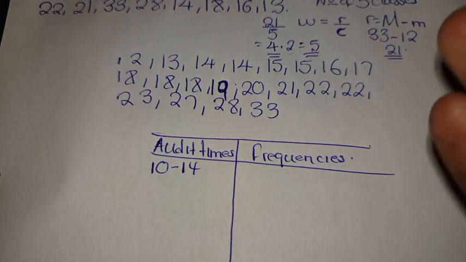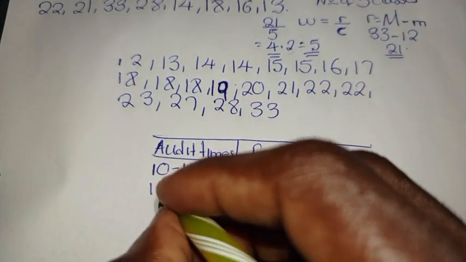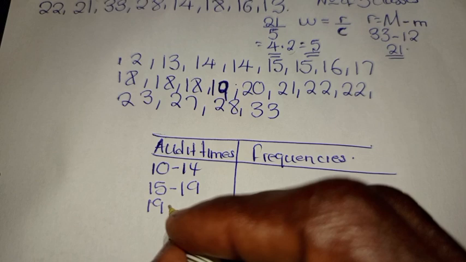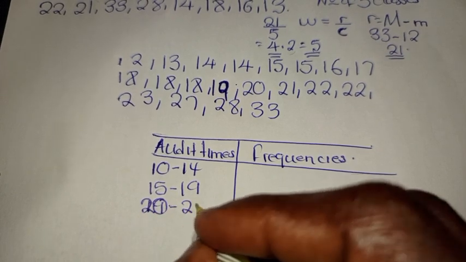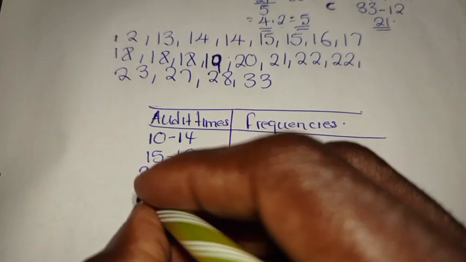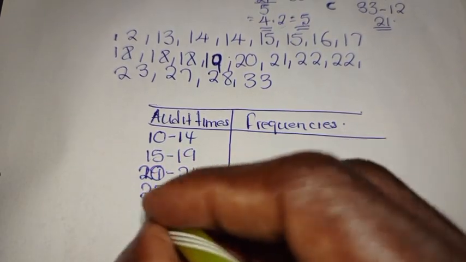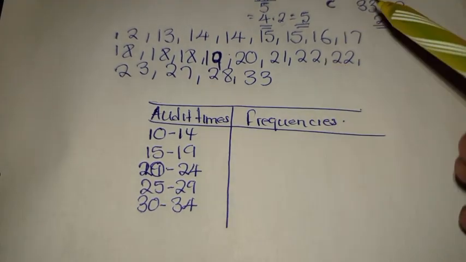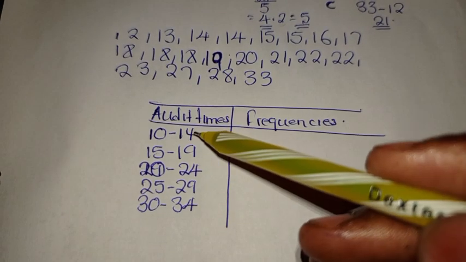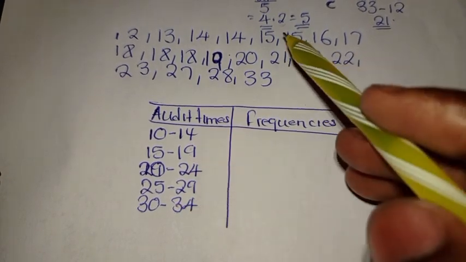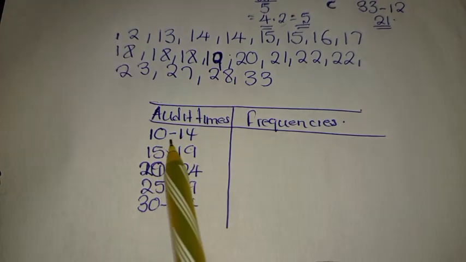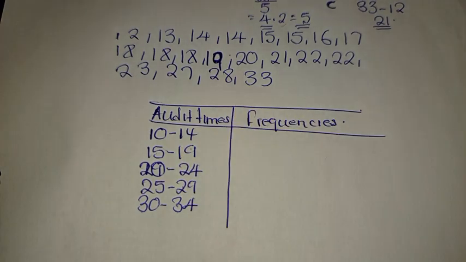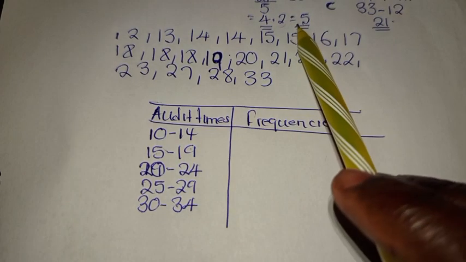So here it will be 14, meaning 10, 11, 12, 13, 14. Then here 15 to 19, and here 20 to 24. And here 25 to 29, and here 30 to 34. Remember, the number of classes should be 5. Even when you count them, there are 1, 2, 3, 4, 5. Then for the class width, you know that in here there are 5 numbers. That's where the class width is coming from.